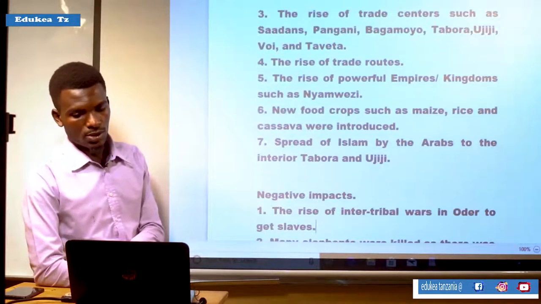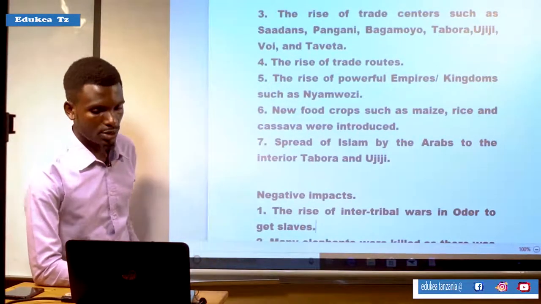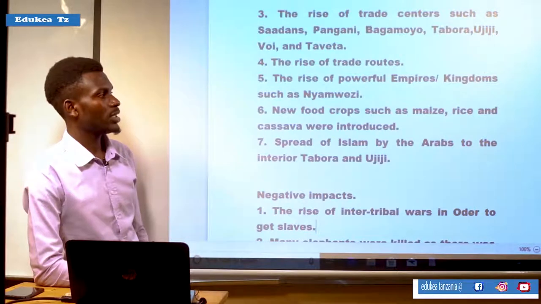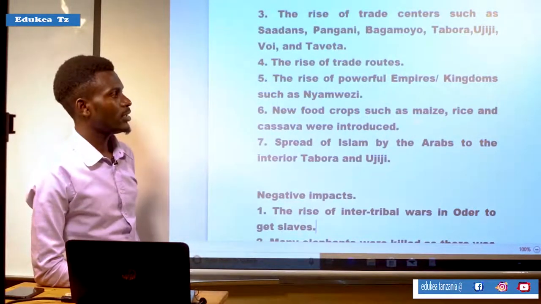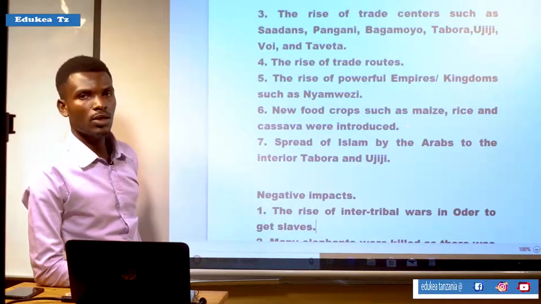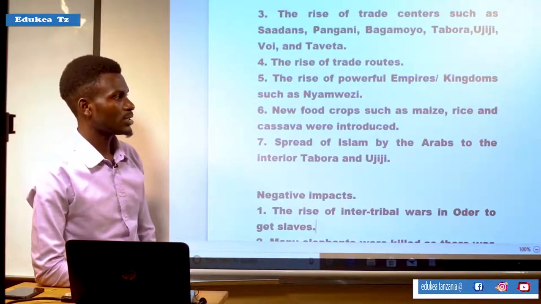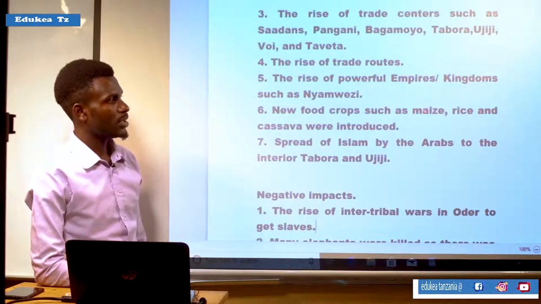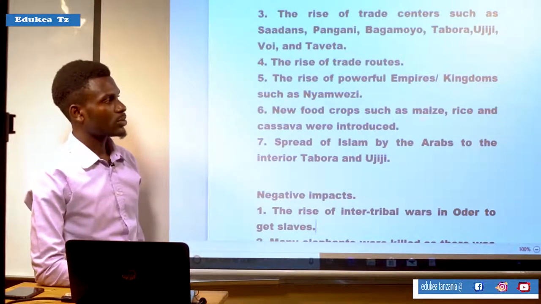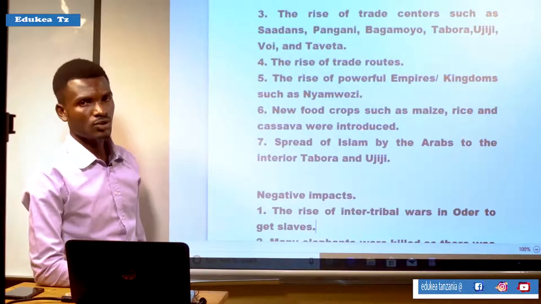Such food crops were introduced by the Arabs, because the people of the interior of East Africa conducted trade with those Swahili traders and Arabs. So that's why food crops like maize, rice, and cassava were introduced.